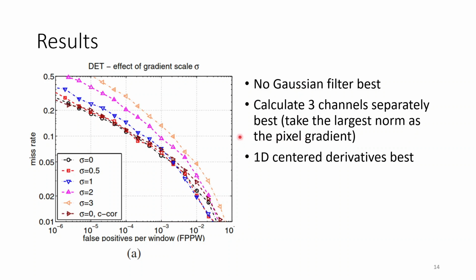They only show this image, and they use text to describe which other settings are best. So the best setting for them is, because they have RGB three channels, they calculate the 1D centered derivative for each channel separately and use the maximum value as the gradient for that pixel. So they found that was the best setting for their dataset.